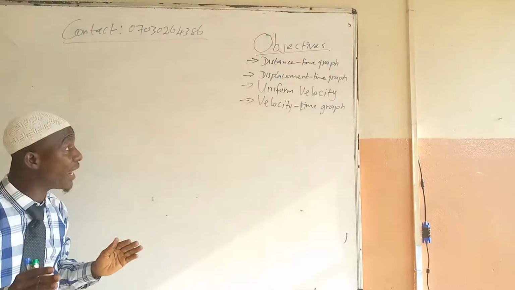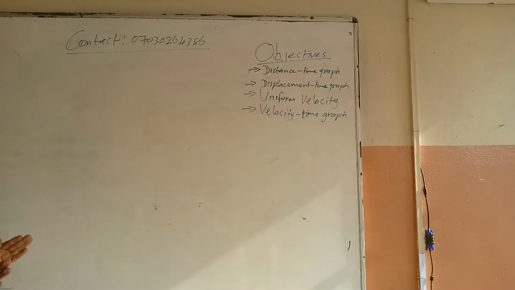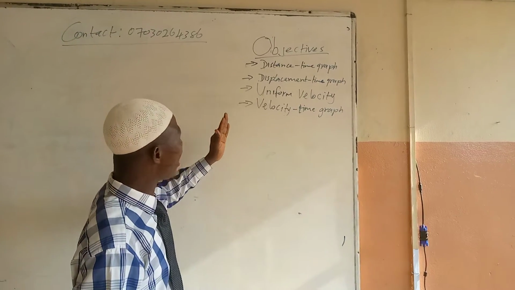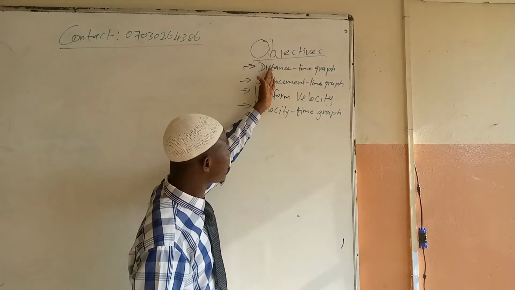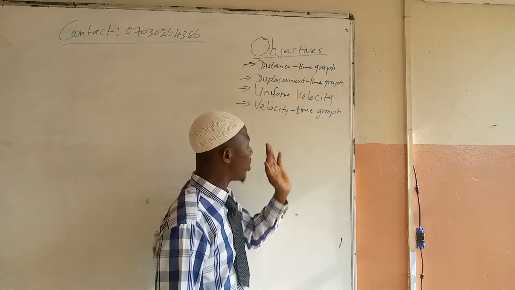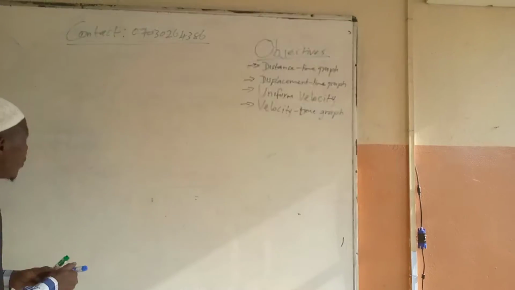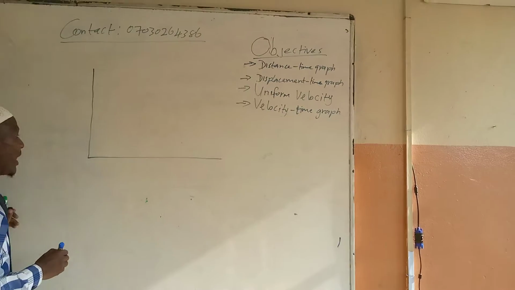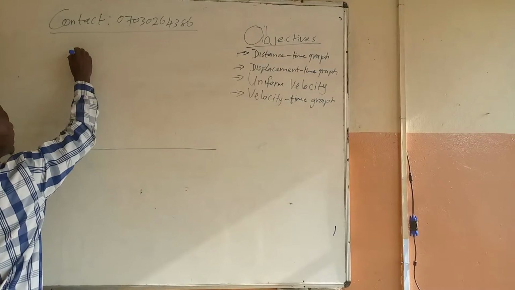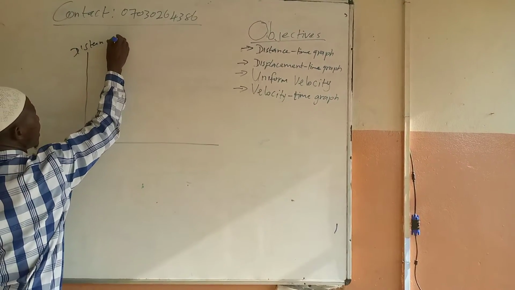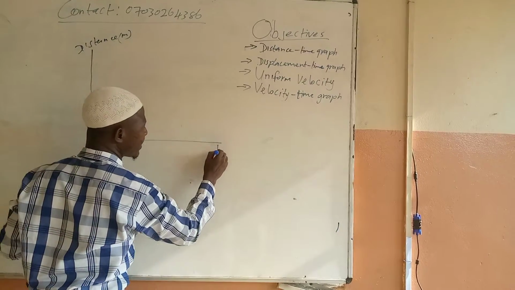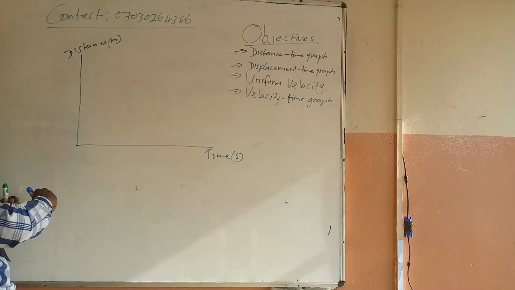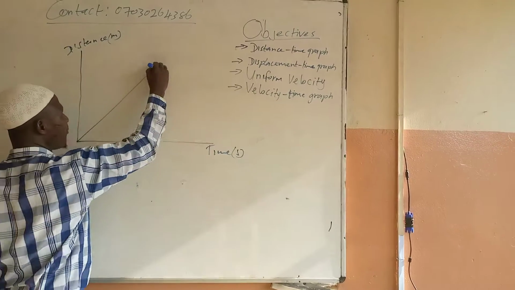When you are asked to define distance time graph, it means the graph of distance against time. That is the graph that will have distance on the vertical axis, then time on the horizontal axis. Let's say you have something like this. This is our vertical, this is horizontal. So this is distance in meter, this is time in seconds. After plotting the graph, you have your graph like this.